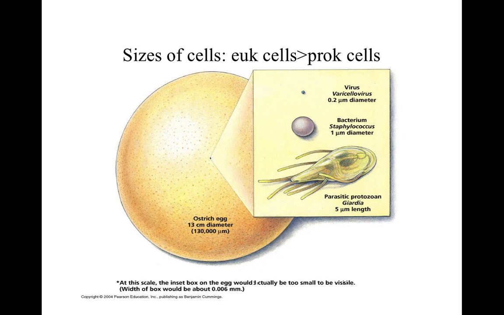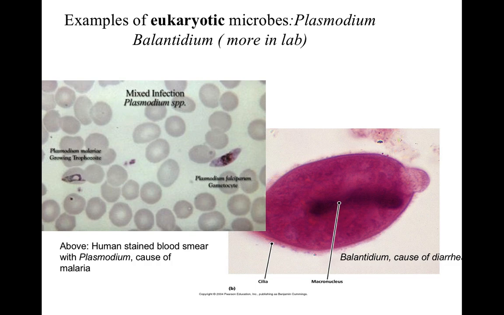So in general, eukaryotic cells are larger than prokaryotic cells. And just really quickly, you guys, we'll run through some of the eukaryotic microbes we'll be looking at in lab. So we'll be looking at some animal-like protists, which we know are eukaryotes. We'll be looking at Plasmodium. Maybe as a demo, we'll look at Balantidium. This causes diarrhea. Plasmodium is the cause of malaria.